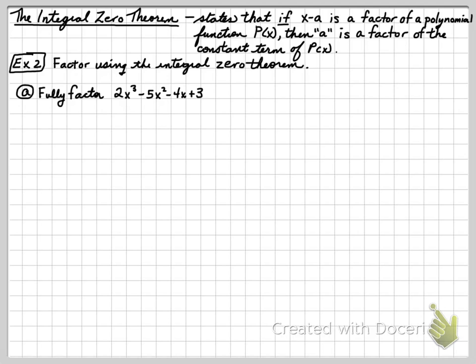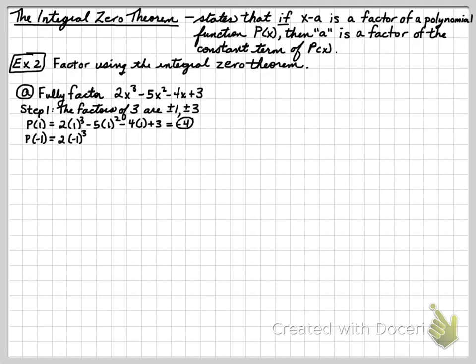Step 1 is to find the factors of 3, which are positive and negative 1, positive and negative 3, because 1 times 3 is 3, and negative 1 times negative 3 is 3. P evaluated at 1 gives me negative 4, so x minus 1 is not a factor. P evaluated at negative 1 gives me 0. That tells me that x plus 1 will be a factor.